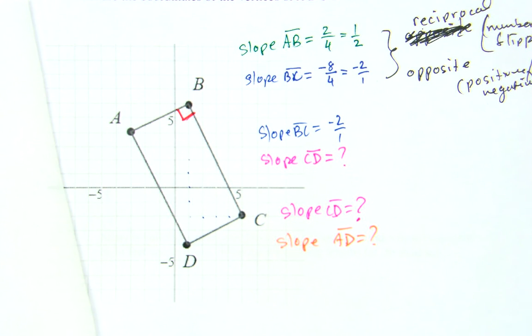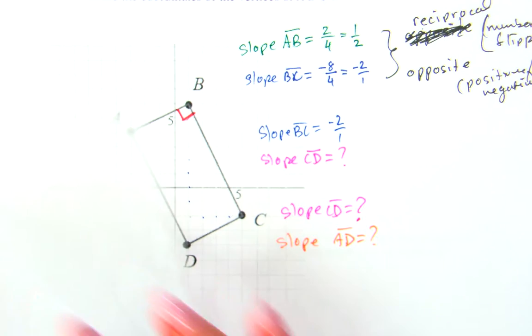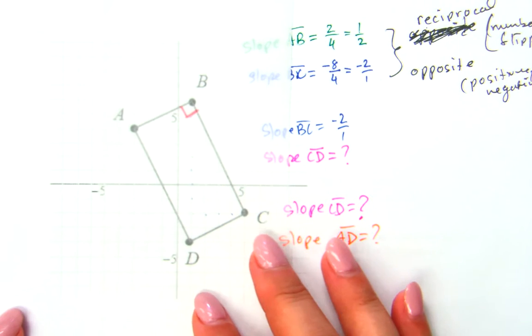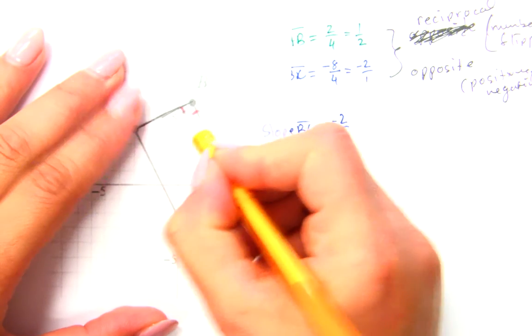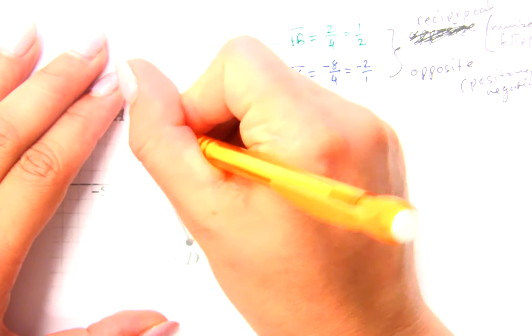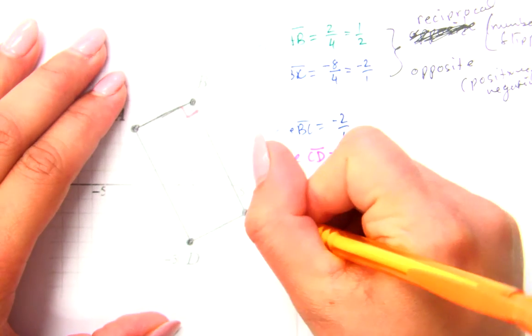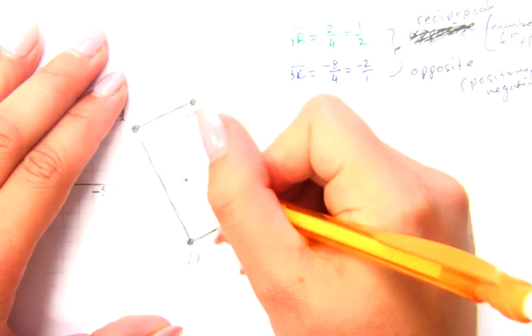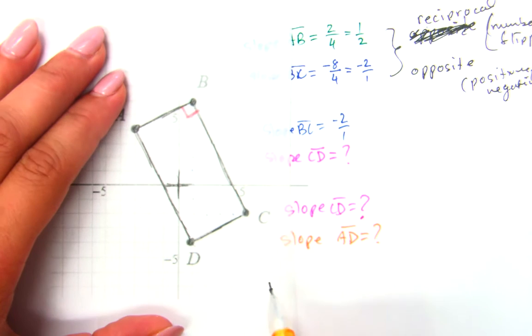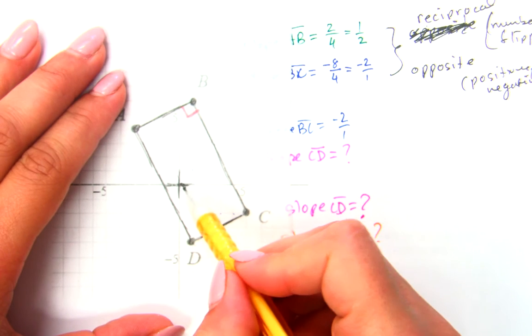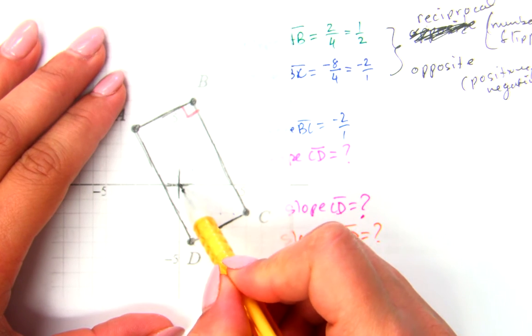All right, so we have to rotate this about the origin. The best way to do that is trace the figure. We're going to trace the figure first. There's A, there's B, C, D. Okay, now here's our origin. So I'm going to put a cross right here because we're going to turn this one turn, basically.